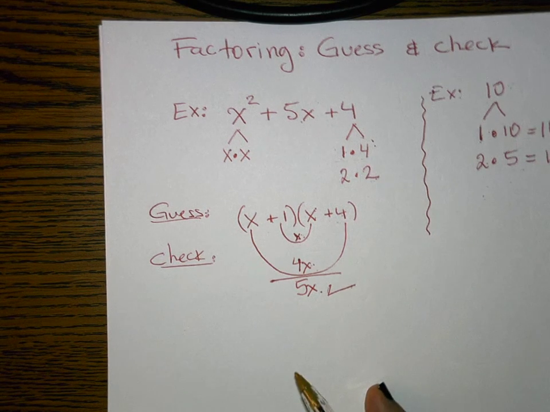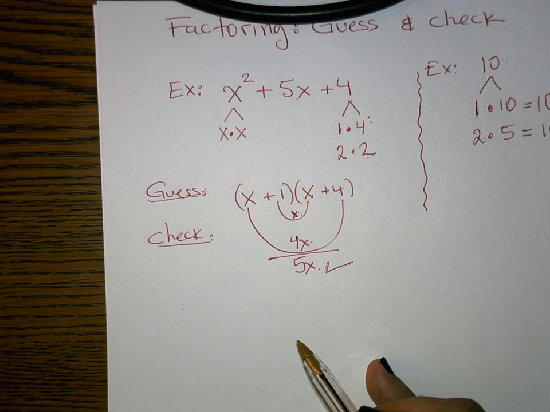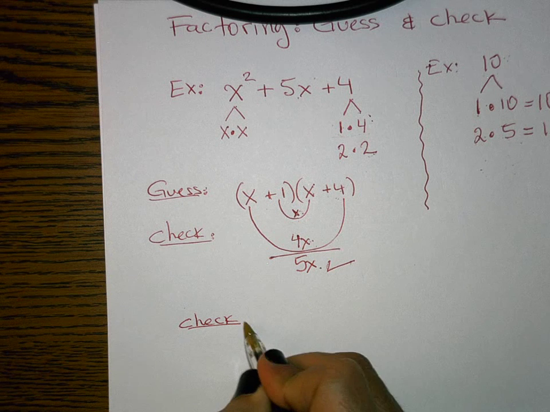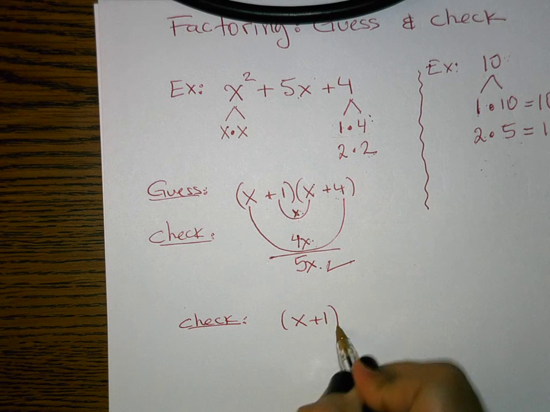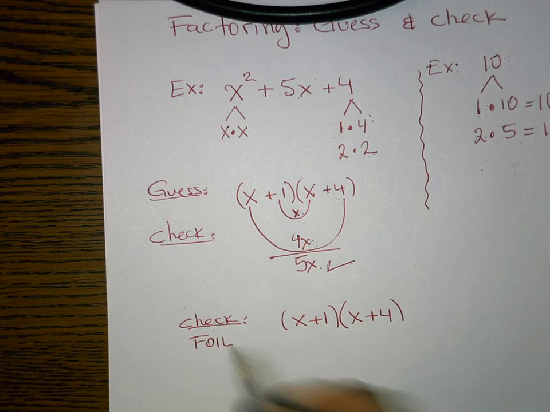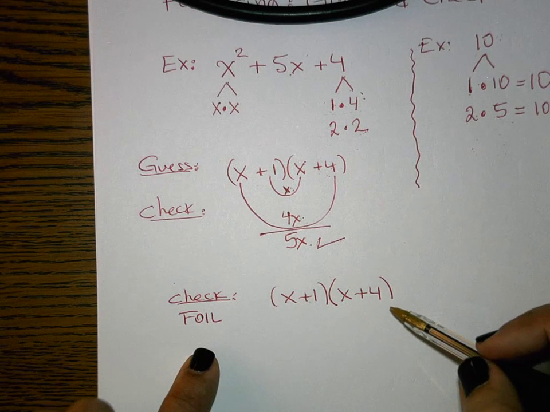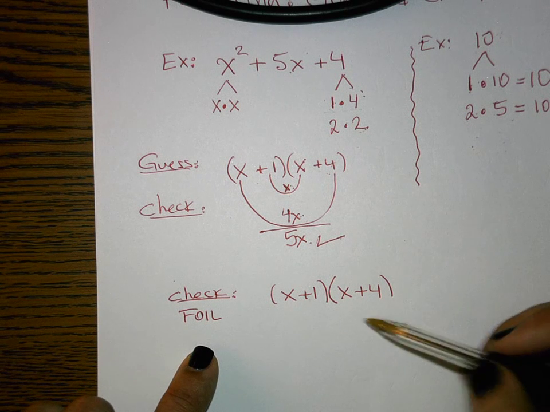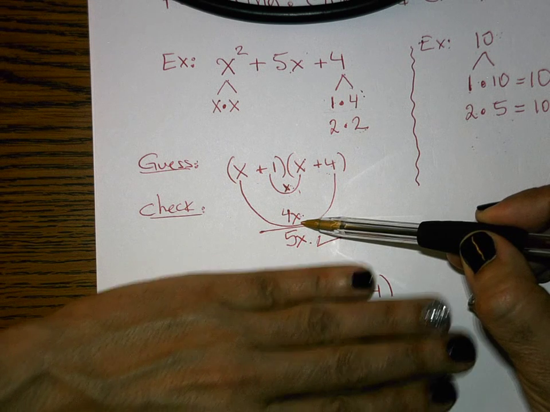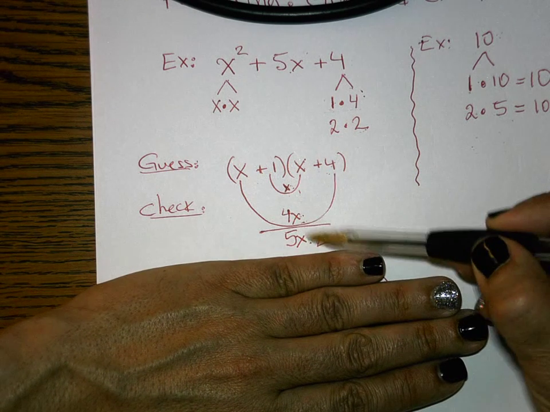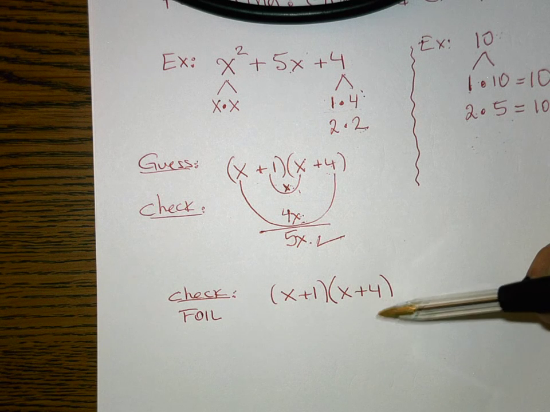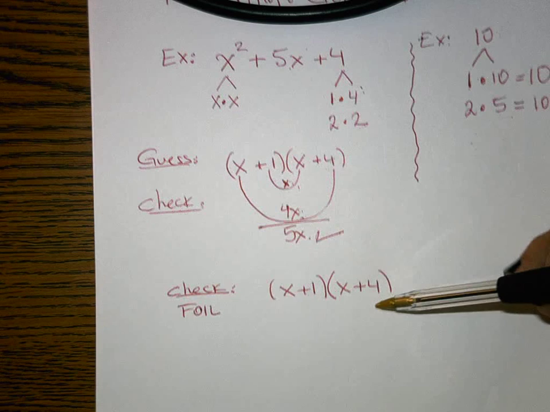If you want to check one more time, for those of you like me that want to be 100% sure, I am going to check one more time, but this time I'm going to check my factors. x plus 1 times x plus 4. I'm going to check by foiling. You won't have to do this ever again. I'm just doing it one time to prove to you that we have the correct factors. This checking over here is sufficient for you to know that these are the correct factors of our polynomial. But I'm going one more check method further to show you that we are right.